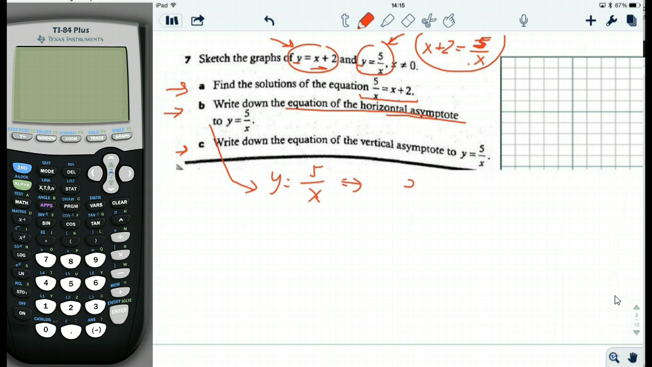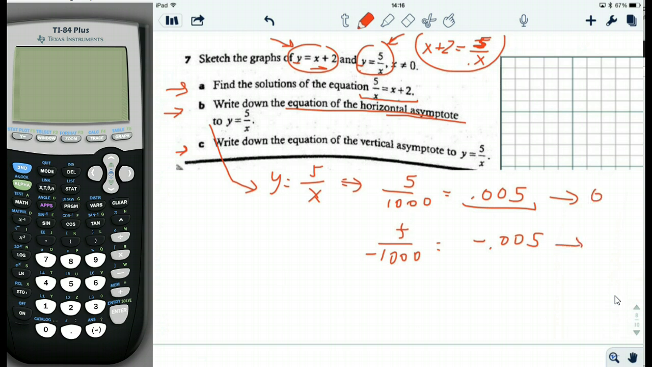When x is positive 1,000, it's 5 divided by 1,000. So that's equal to 0.005, right? So it's very small. Now what if x is negative 1,000? That'd be 5 divided by negative 1,000, and that would be equal to negative 0.005. So both of these are very small numbers close to 0, and yes, the asymptote is 0. The horizontal asymptote is 0. How do you write the horizontal asymptote equals 0? You write y equals 0.